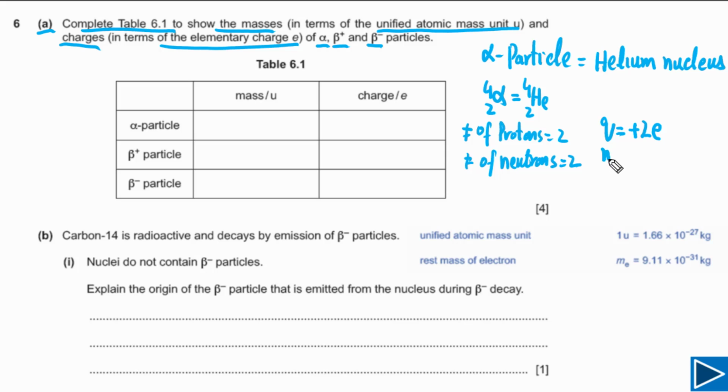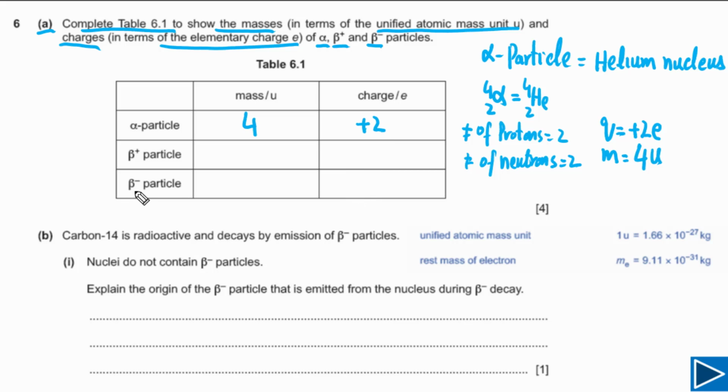And the next question is asking us about the mass of alpha particle. Alpha particle consists of 2 neutrons and 2 protons. The mass of proton is about equal to the mass of neutron, and the mass of proton or neutron is almost equal to 1u. So as it consists of 2 protons and 2 neutrons, the mass of alpha particle is equal to 4u. That's all we need to write down for alpha particle. So simply we can write down 4 here because the unit is already given, and the charge on alpha particle is plus 2.